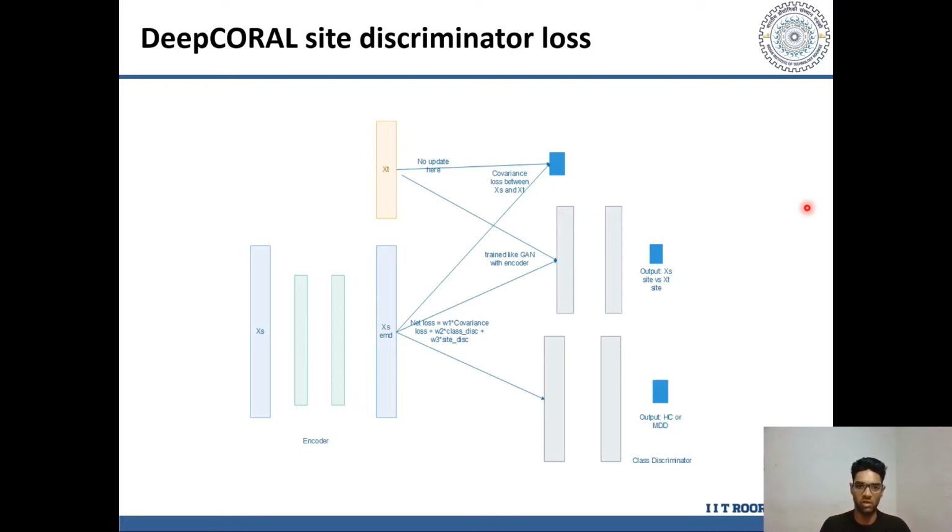So there is also one more loss we introduced. Now in total, in the deep CORAL site discriminator loss, which is our next model, we are introducing three loss functions. The first is the covariance loss between source and target. Second is the classification between XS and XT, which is the source and target domain. And third is we want to maximize the healthy control versus MDD patient classification.